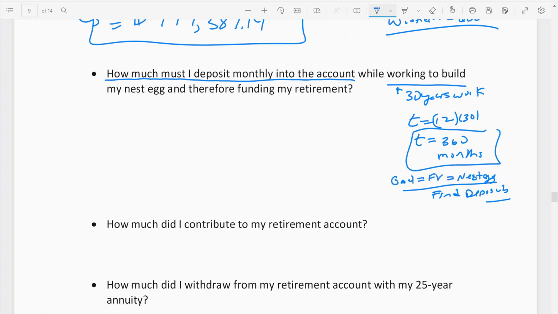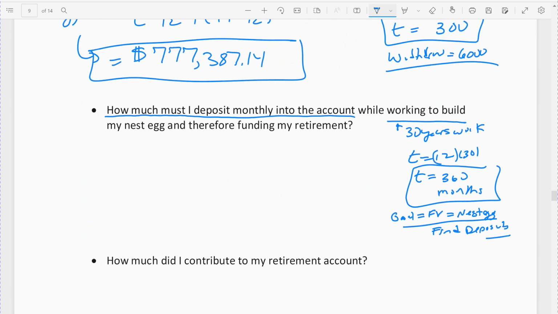All right, so my nest egg, which I need to know for the previous problems, I need that. So the deposits equals the goal, which is the nest egg amount, 777,387.14, times my R, which in this case was the same as before.